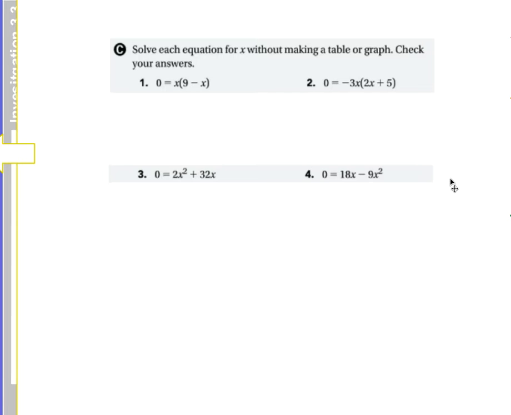Alright, so for question C, it's in factored form, and we're being asked to solve it without making a table or graph. That's good because I don't want to do either of those things. I'm sure you don't either. So it's already in factored form and equal to 0. So we just set it equal to 0 and break it apart just like we did before.